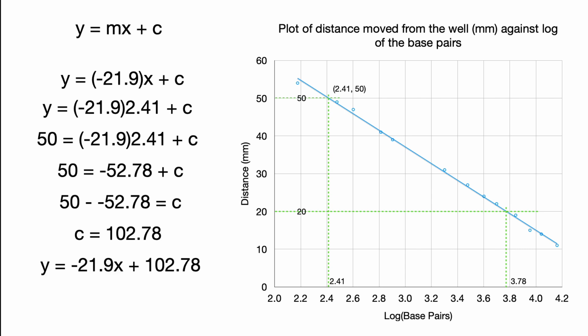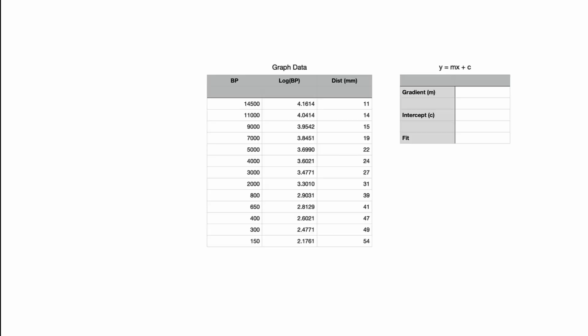So this gives us the equation that y is equal to minus 21.9x plus 102.78. So again, we've solved for m, it's minus 21.9, and c, which is 102.78. Now the third and final way of doing this calculation is to use Excel or Apple Numbers. So here again we've got the table that I showed earlier, and what we do is add in an extra line, and I always label these x and y so that I don't get them mixed up.